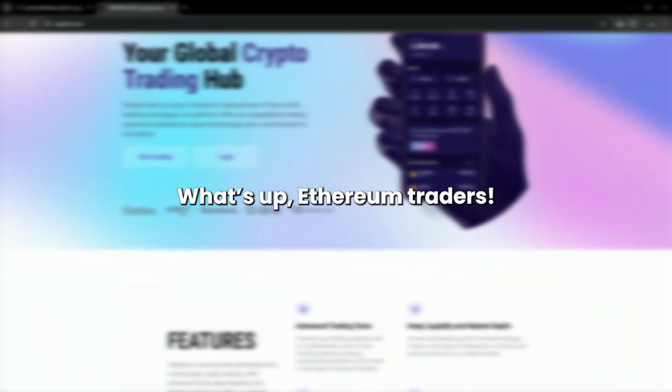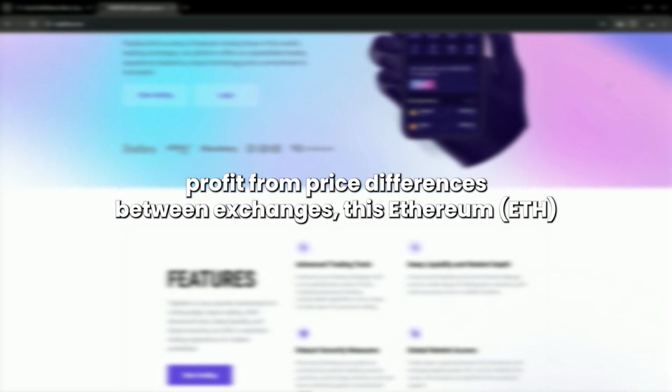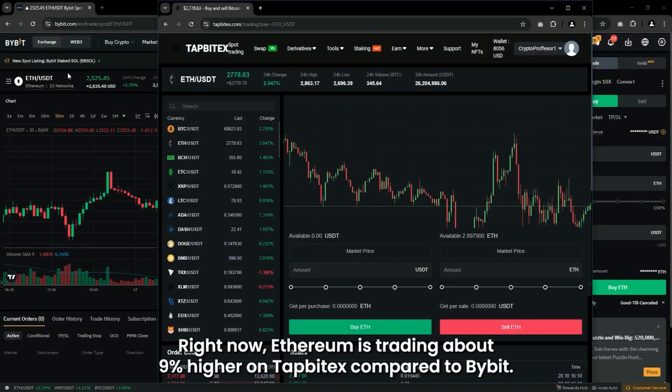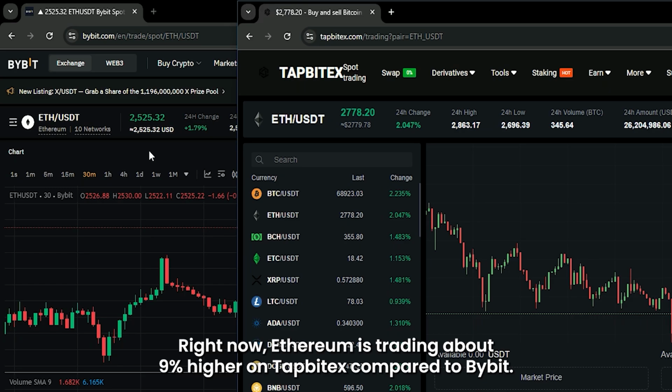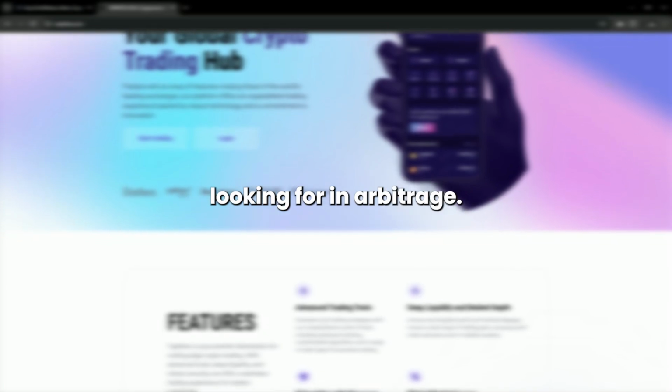What's up, Ethereum traders? If you're looking to capture profit from price differences between exchanges, this Ethereum ETH arbitrage strategy between TapTax and Bybit is right up your alley. Let's dive into it. Right now, Ethereum is trading about 9% higher on TapTax compared to Bybit. This price gap is exactly the type of opportunity we're looking for in arbitrage.